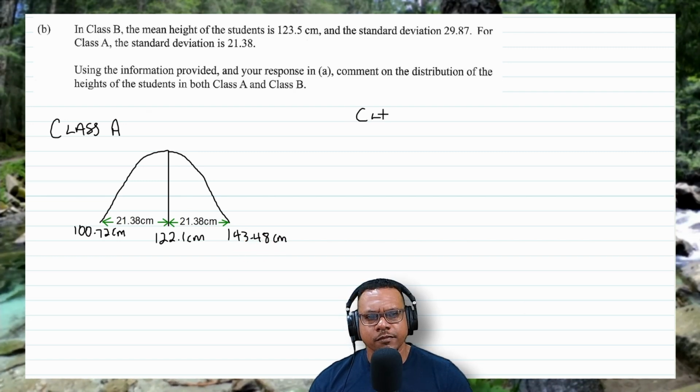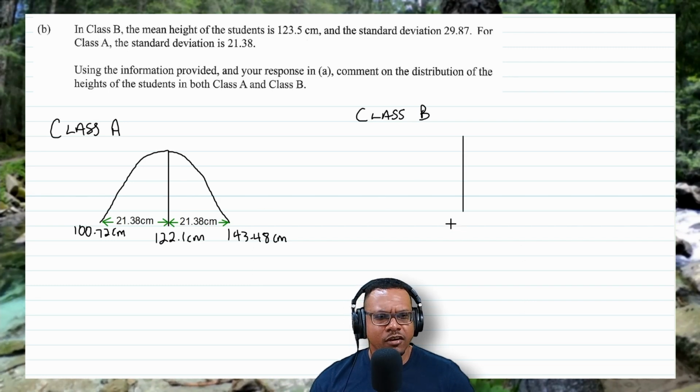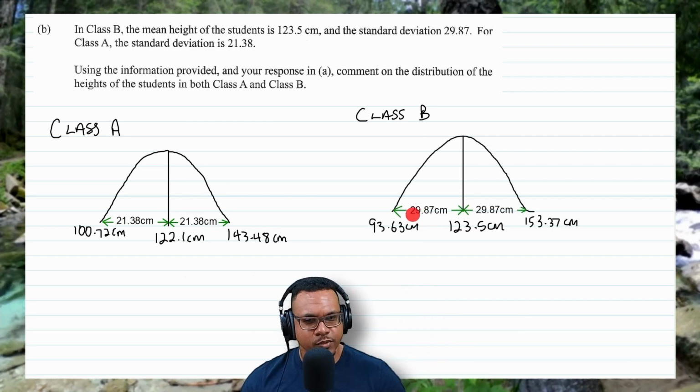Now for class B, we have a mean of 123.5 centimeters. And the standard deviation is 29.87 on either side of the mean. So what does that mean? Well, if you subtract 29.87 from the mean, 123.5, you'll get 93.63. And if you add 29.87 to the mean, you'll get 153.37.